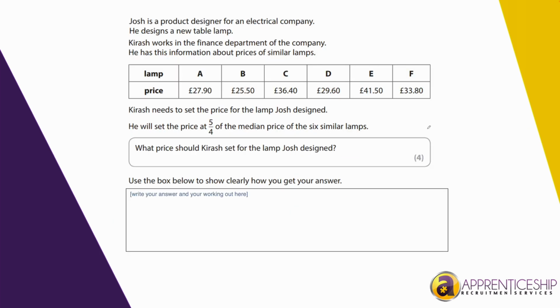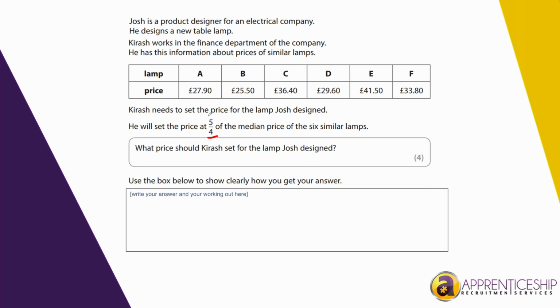Right, so this one is a 4 marker, so it's a little bit more complicated. Josh is a product designer for an electrical company. He designs a new table lamp. Kirish works in the finance department for the company. He has this information of prices of similar lamps. Kirish needs to set the price of the lamp for Josh. He will set the price at 5/4 of the median price of 6 similar lamps. What price should Kirish set?